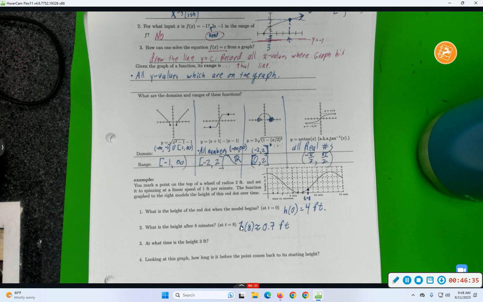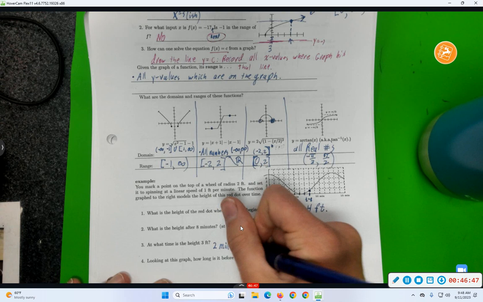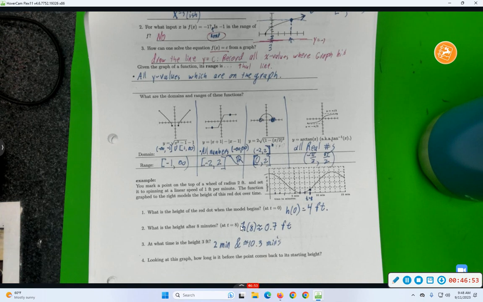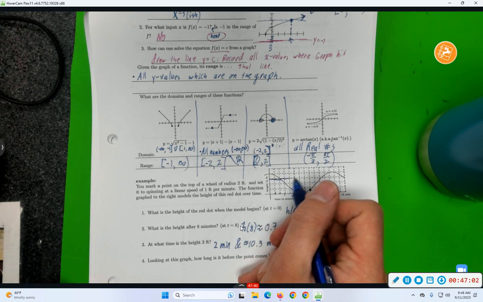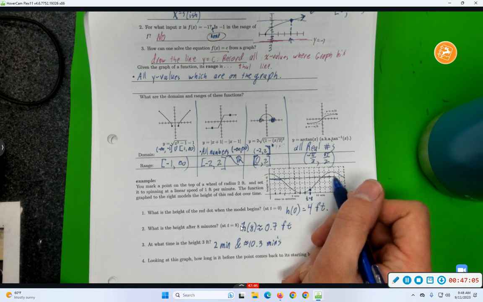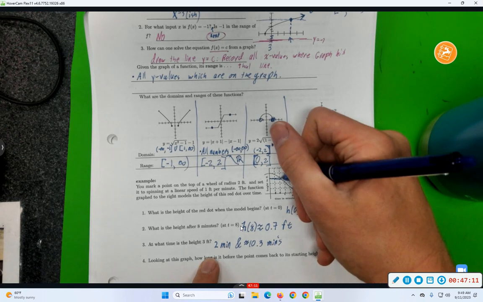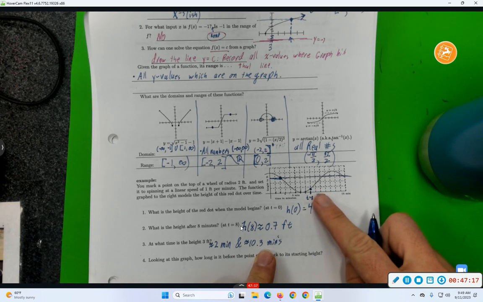At what times is the height 3 feet? 2 minutes and 10.3-ish minutes. How'd you get those? Yeah. So you said, well, I want the height to be 3 feet. So you drew that line at 3 feet, and you saw one at 2 minutes-ish. I'm going to make that approximate too. And then another one at 10 minutes plus a little bit.